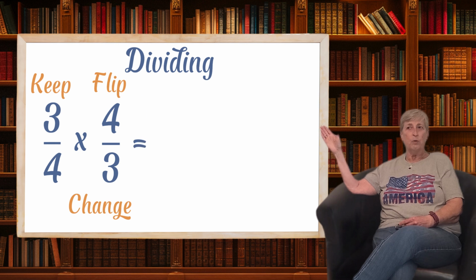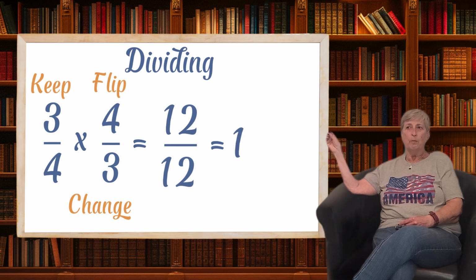3 times 4 is 12 on the top. 4 times 3 is 12 on the bottom. 12 divided by 12 is 1. Remember, any number divided by itself equals 1.